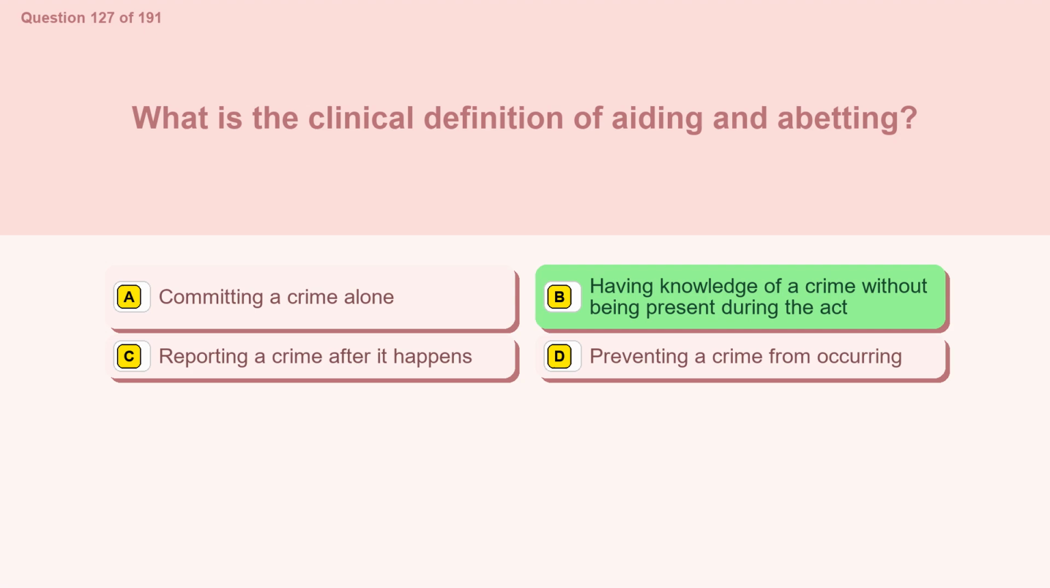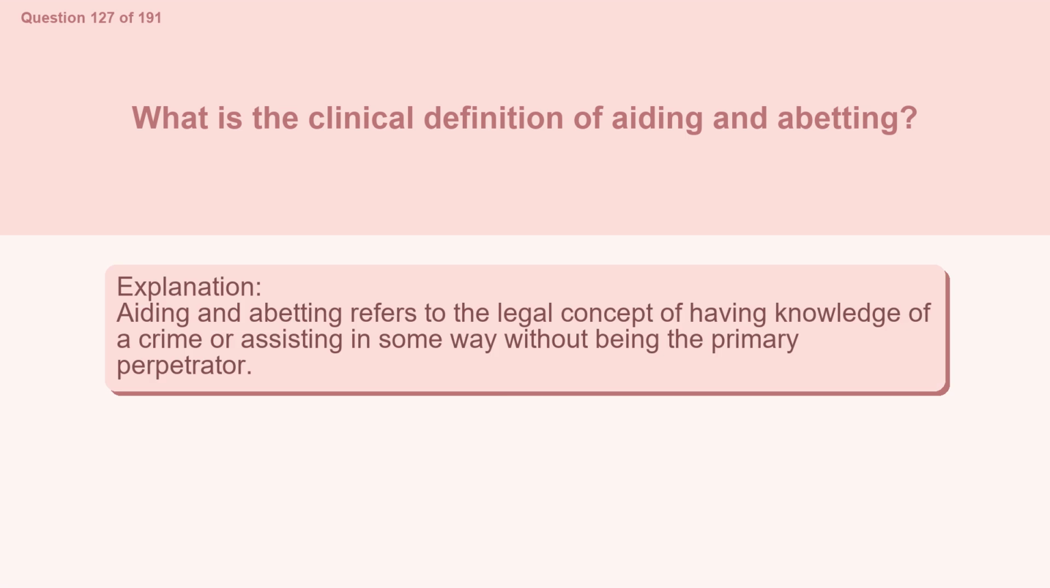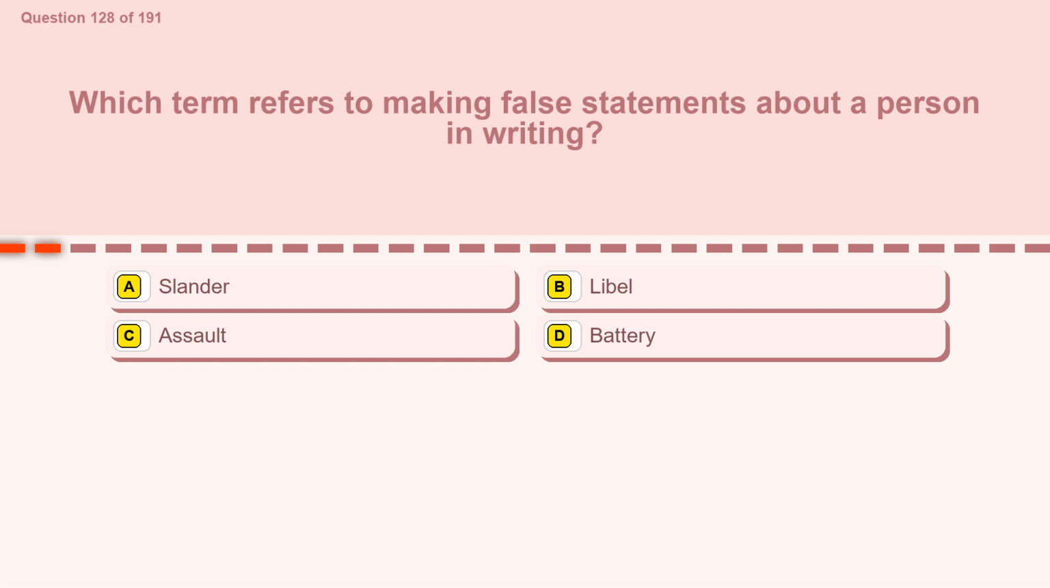The correct answer is option B, having knowledge of a crime without being present during the act. Aiding and abetting refers to the legal concept of having knowledge of a crime or assisting in some way without being the primary perpetrator.